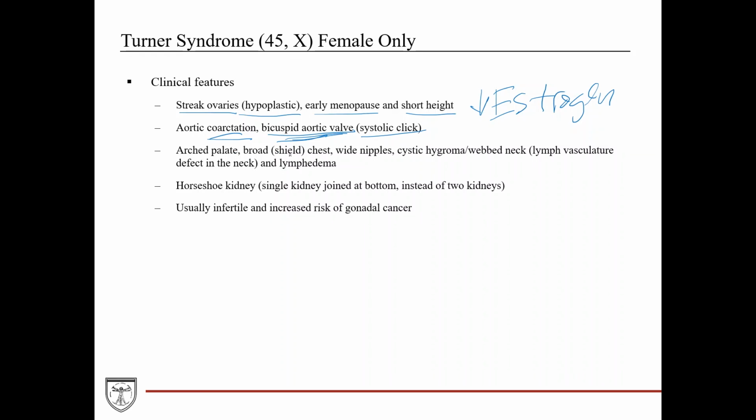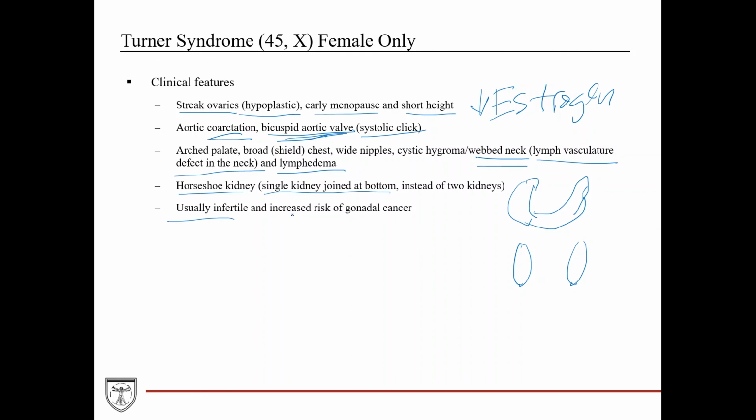Arched palate, broad, shield-shaped chest, wide nipples, cystic hygroma, webbed neck. This is very common for Turner syndrome, and it's due to a lymph vasculature defect in the neck that causes this appearance, and then lymphedema. Horseshoe kidney, they can have these, where you have a single kidney joined at the bottom instead of two kidneys. So you have a problem with development like this, two kidneys that are horseshoe-like versus having two separate kidneys.